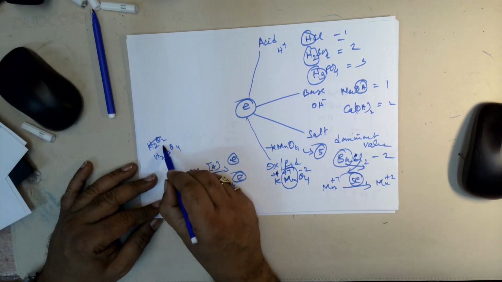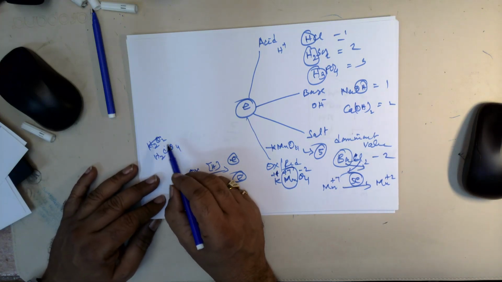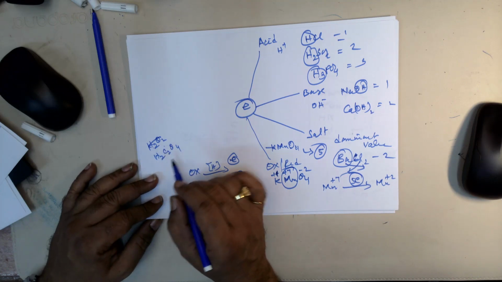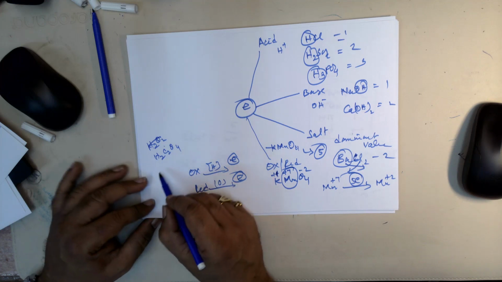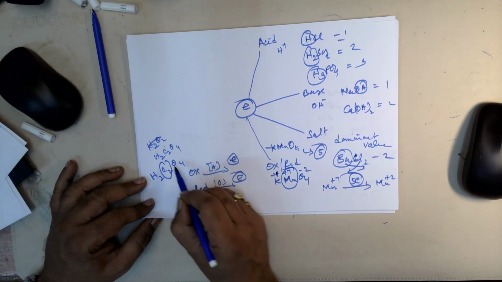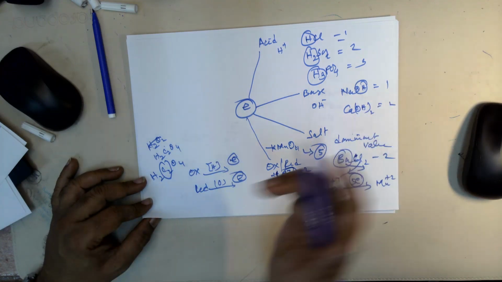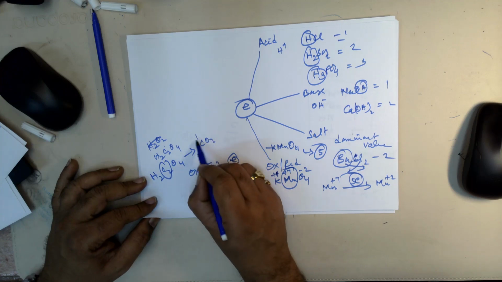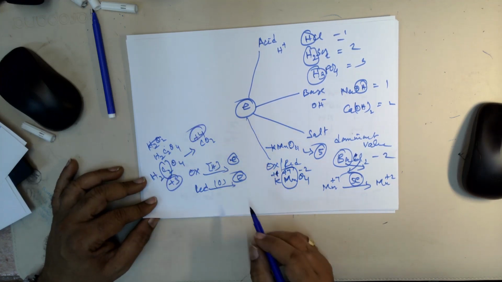In the case of H2C2O4, oxalic acid, what is the oxidation state of carbon in oxalic acid? It is +3. It becomes carbon dioxide, you know that reaction, CO2, where carbon has +4. So +3 becomes +4, correct?